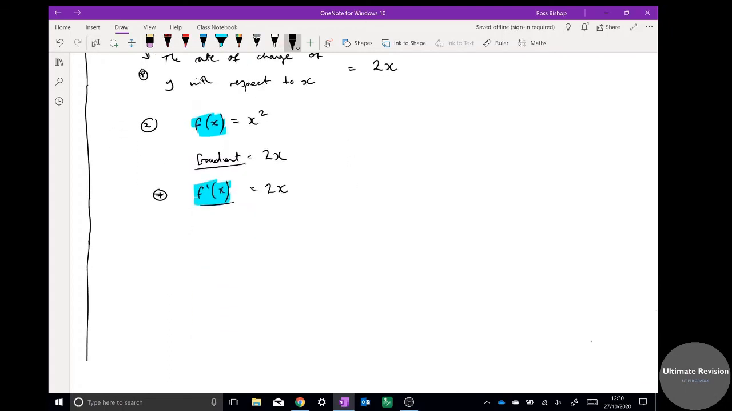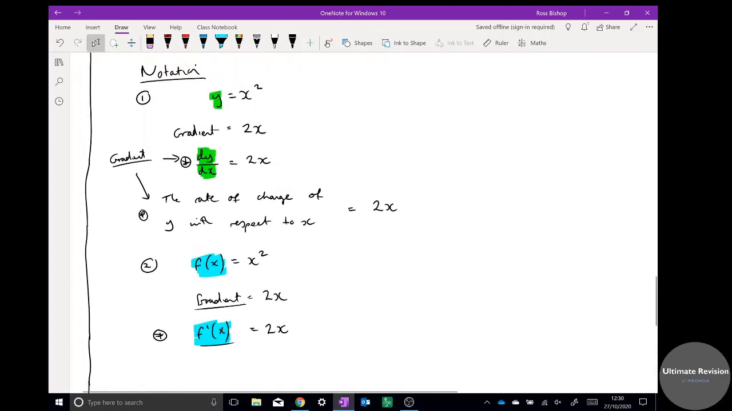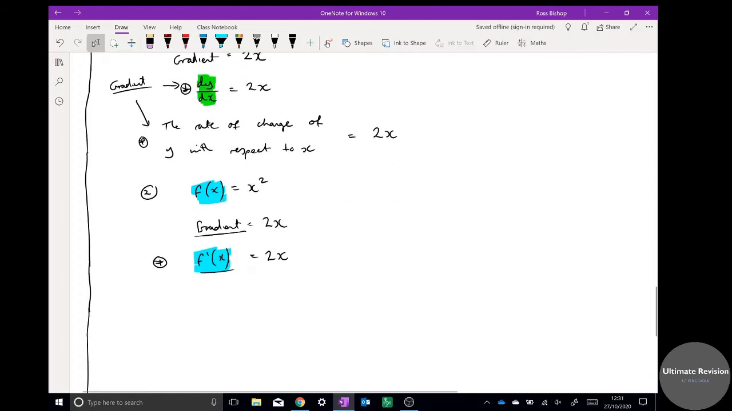Now, maybe just pause the video at this point and write those down. That's a really important note to have in your book. So just make a note of that.